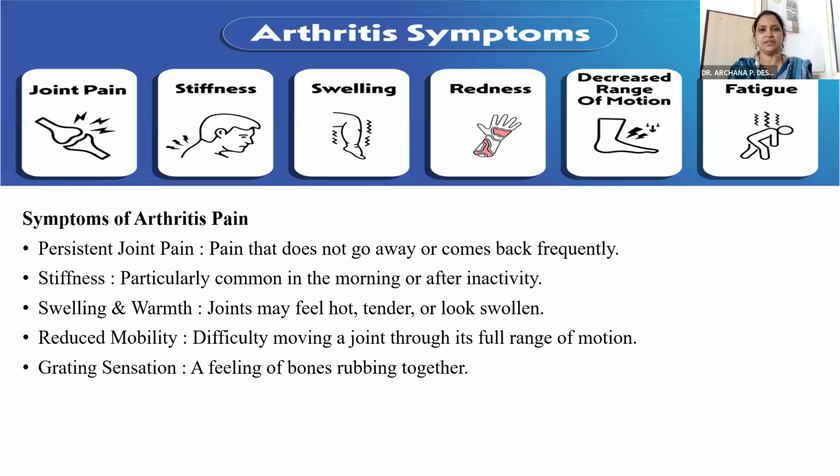Concerning arthritis, we have symptoms like joint pain, stiffness, swelling, redness, decreased range of motion, and fatigue. Rhus Tox will cover all these symptoms very well. Here we also have a grating sensation, the joints and bones rubbing against each other, which reduces mobility and causes swelling and stiffness because of decreased activity of a person. So these are the arthritic symptoms.